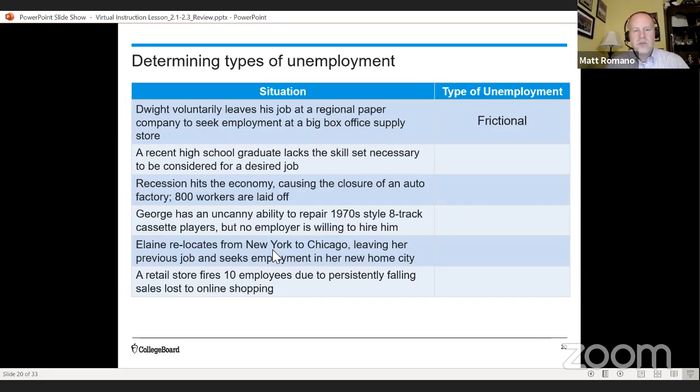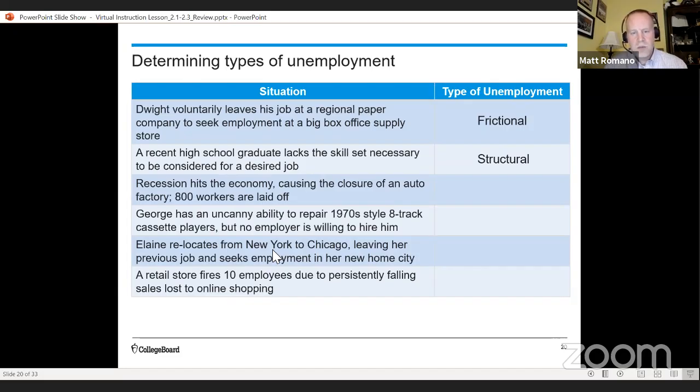Second one, a recent high school graduate lacks the skill set necessary for a desired job. Lacks the skill set. That's the key to this one. This individual does not have the skills that employers are looking for. That is defined as structural unemployment.